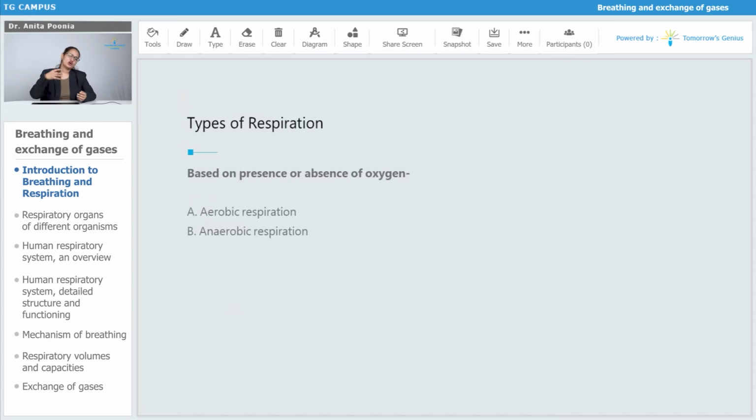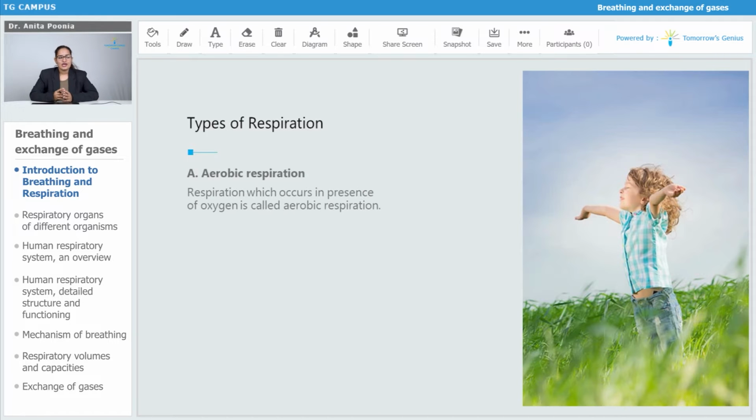Now, when we're talking about the types of respiration, the second category is the types of respiration based upon the presence or absence of oxygen. Here, there are two types of respiration, namely aerobic respiration and anaerobic respiration. Aerobic respiration occurs in the presence of oxygen. So, we are aerobes, and the respiration in our body can only happen in the presence of oxygen.